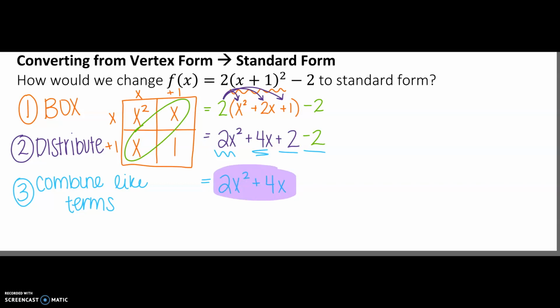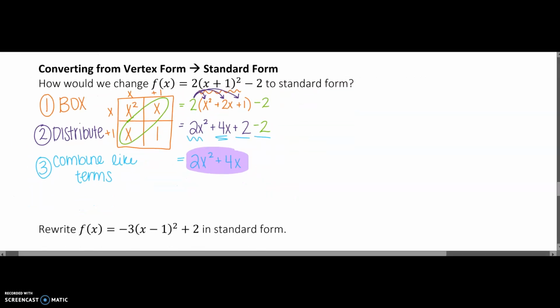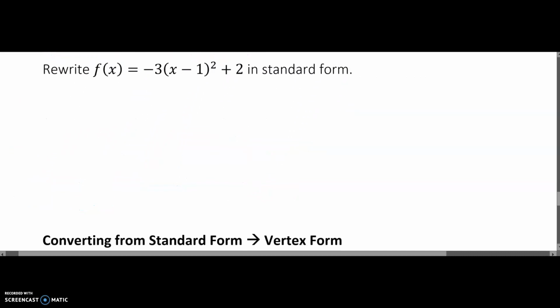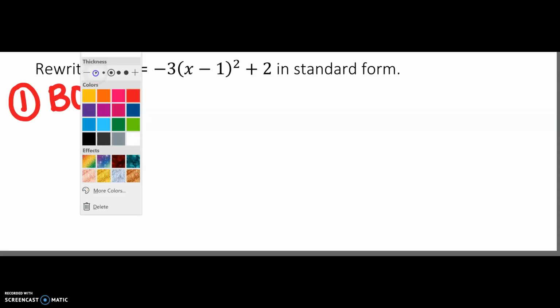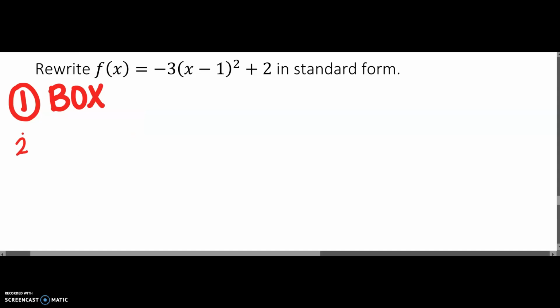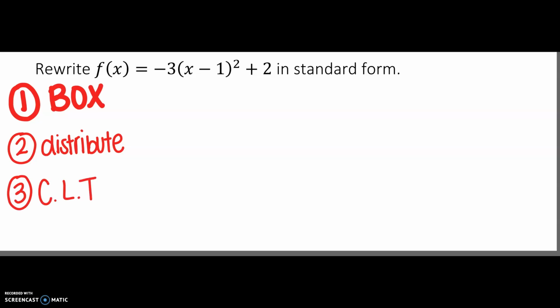So here you go. So our 3 steps for converting from vertex to standard form is box, distribute, combine like terms. Let's go ahead and do that again for our next problem. So I'm going to write the steps on the left. Step 1 is box. This pen's really big. Hold on. Step 2 is distribute. And step 3 is combine like terms.